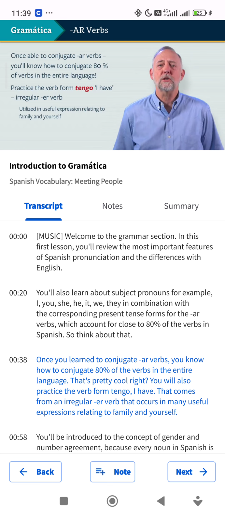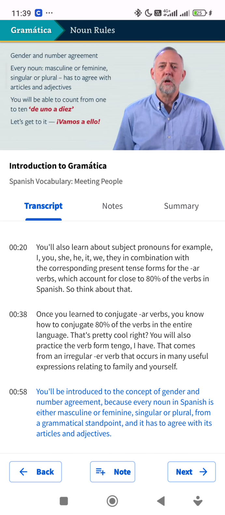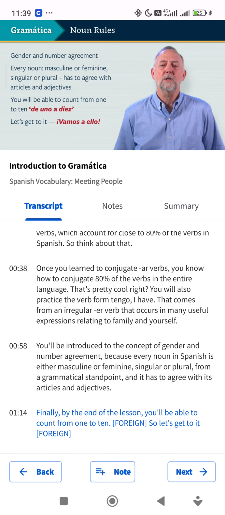You will also practice the verb form tengo, I have. That comes from an irregular ER verb that occurs in many useful expressions relating to family and yourself. You'll be introduced to the concept of gender and number agreement because every noun in Spanish is either masculine or feminine, singular or plural, from a grammatical standpoint, and it has to agree with its articles and adjectives. Finally, by the end of the lesson, you'll be able to count from 1 to 10, de uno a 10. So let's get to it. Vamos a ello.